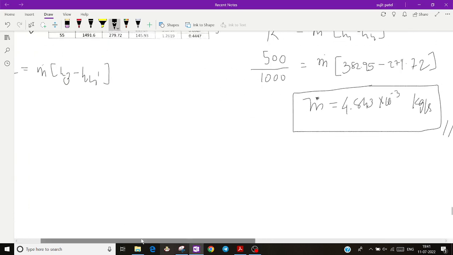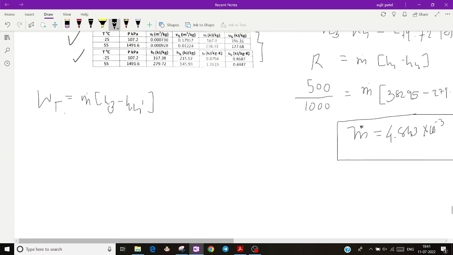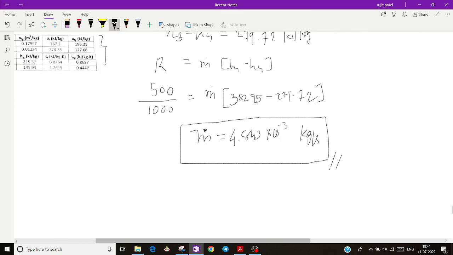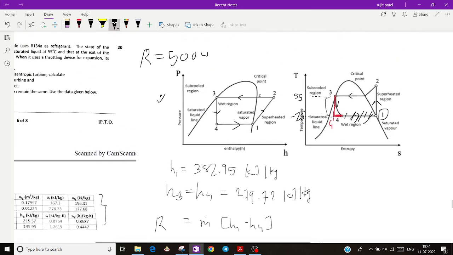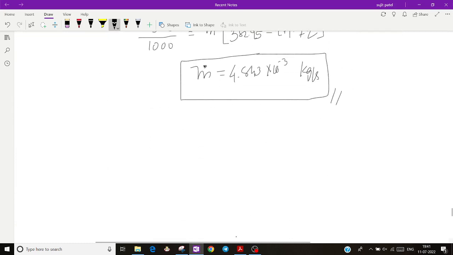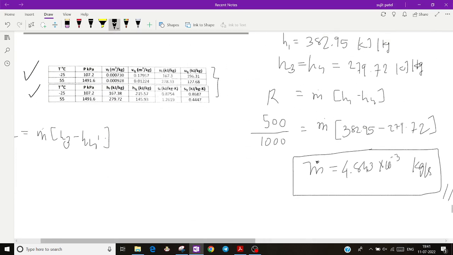What is H3? We have the value of H3, but we don't have the value of H4 dash. And as you can see here, this H4 dash point is in the wet region. So first we have to find its dryness fraction. How to find the dryness fraction? We know that expansion in the turbine is isentropic. So the entropy at point 3, the liquid entropy, will be the same as the entropy at point 4 dash.